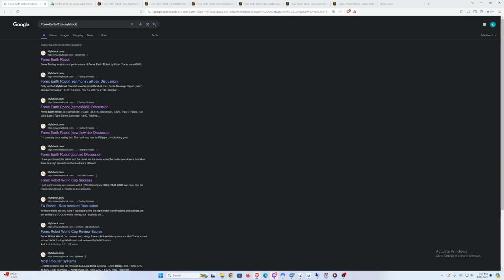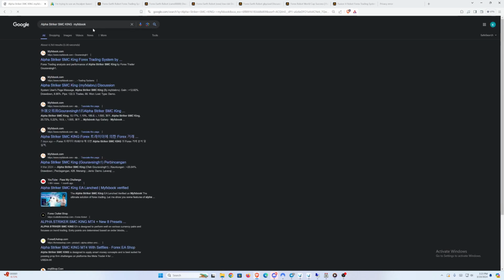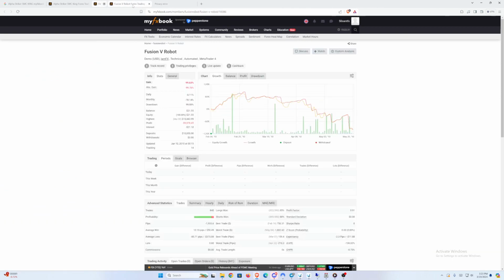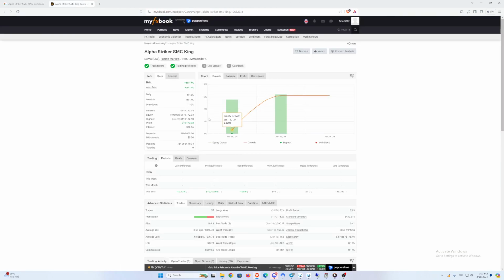Go to Google, my FX book. Yep, we have it. Let's close all of these first. All right, history is quite short. January 18 to January 25. Not a very useful detail, but it looks like in short time it did 1% drawdown only and 10% increase in like a week or so.